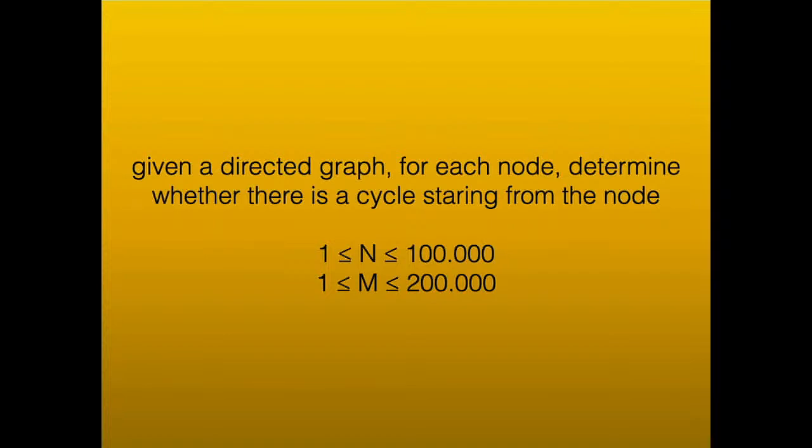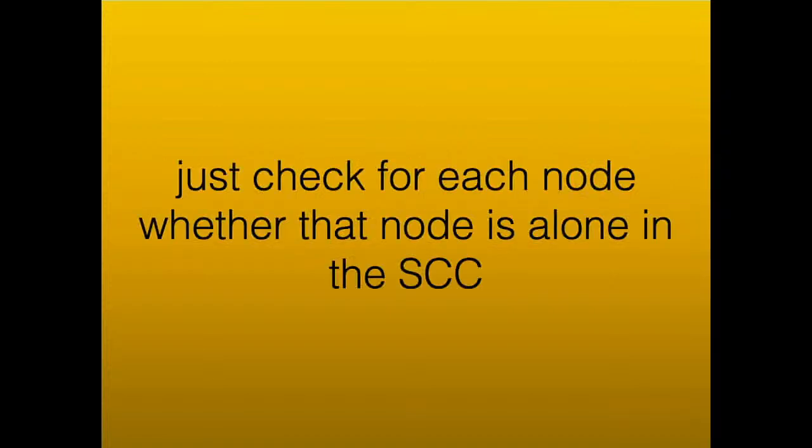Yeah. It's quite simple. So yeah, just that. But you have to check whether the strongly connected component has more than one element or not. If it does, that means it can go out, and by definition of strongly connected component, it can go back again. So there's a cycle, right? Yeah. So it's simple. Just check whether each node is alone in the strongly connected component.